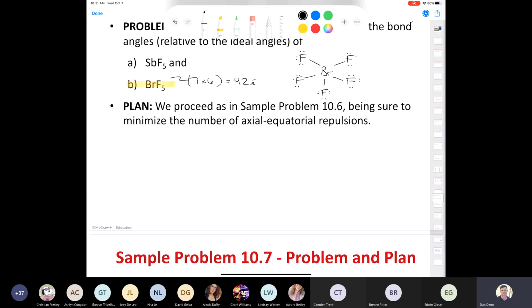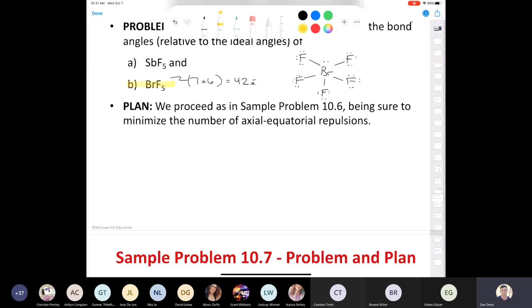Fluorine cannot take on any more electrons, right? Fluorine always has, it's a rule, a single bond and 3 lone pairs. And so that last lone pair is going to go on the bromine. Bromine is in the 4th period, so bromine can exceed its octet.